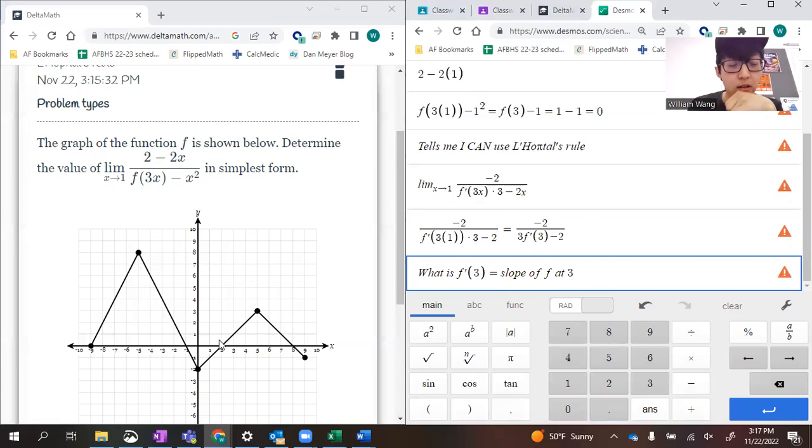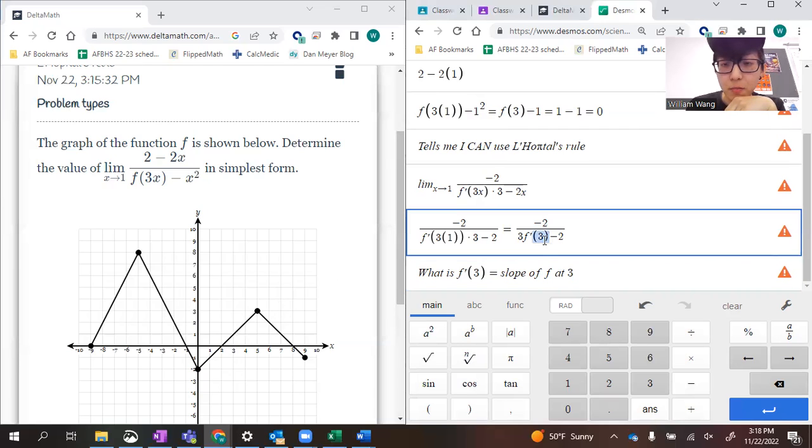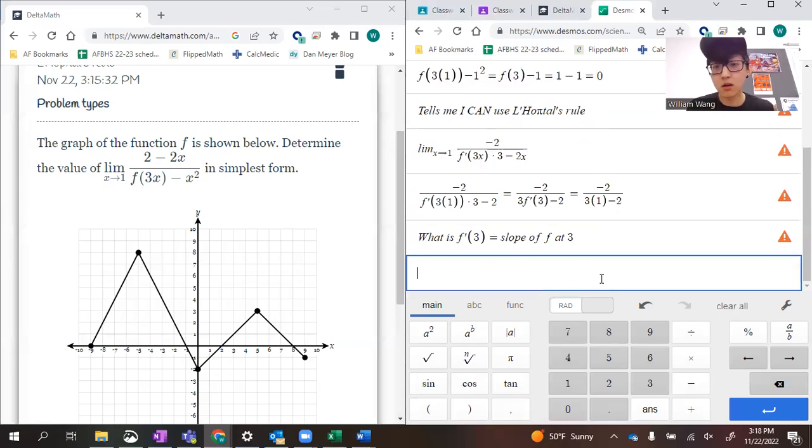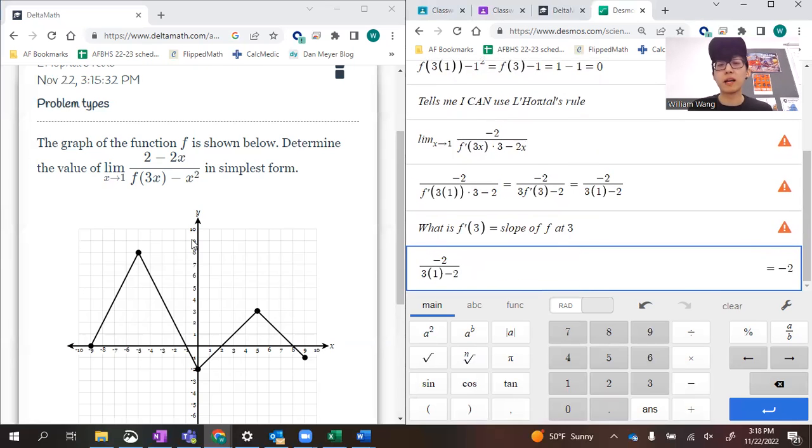I go to my function, I go to 3, and the slope of the function here is +1. You can see where my mouse is pointing to. The slope of the function at 3, it is increasing, it's going up by 1. So really, f prime of 3 is just 1. So it's negative 2 divided by 3 times 1 minus 2. Let me just copy and paste that. Boom. My answer is negative 2.